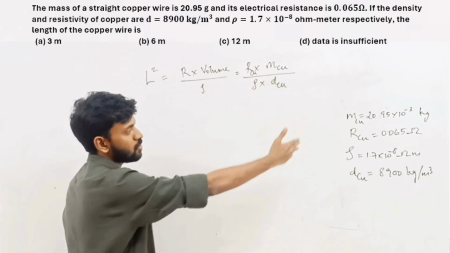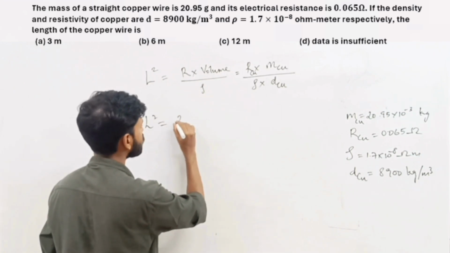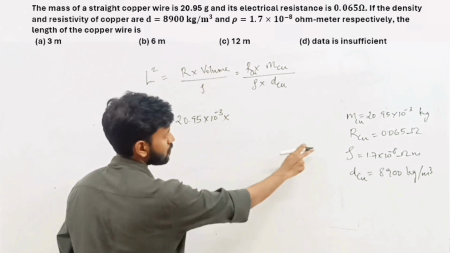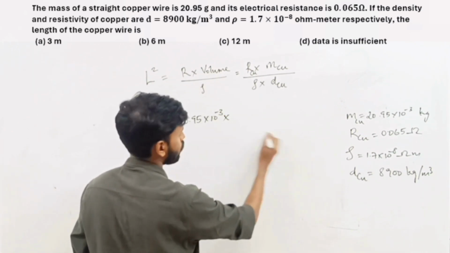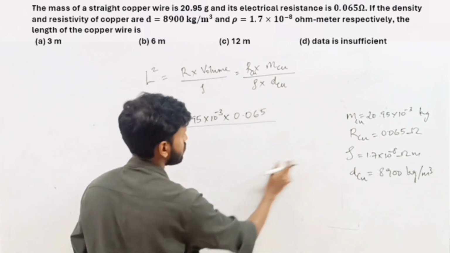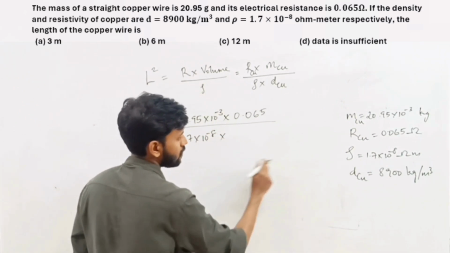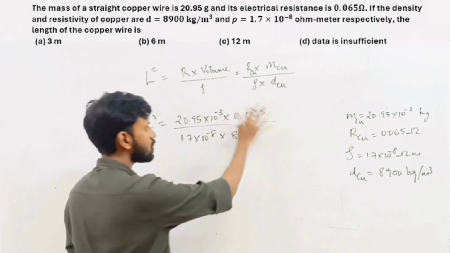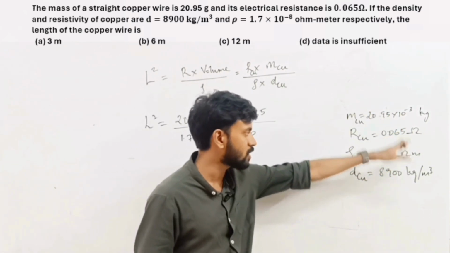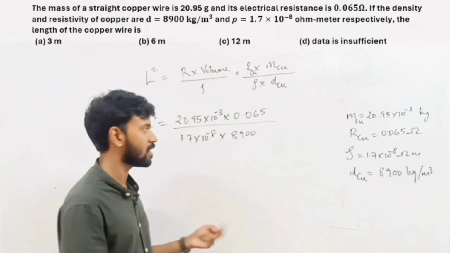Now we can directly substitute the given values from the question. L square will be equal to mass of copper, which is 20.95 into 10 raised to minus 3, into resistance of copper, which is 0.065, the whole divided by resistivity, which is 1.7 into 10 raised to minus 8, into density of copper, which is 8900. Here we don't need to make any changes other than this because we have already converted everything into SI units. If you look at the units, you can see everything is in SI units, so there is no need to change the values.